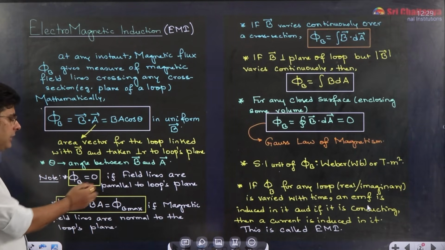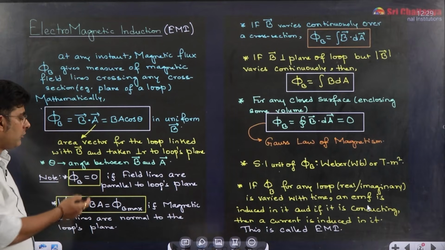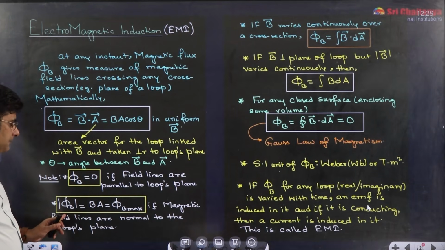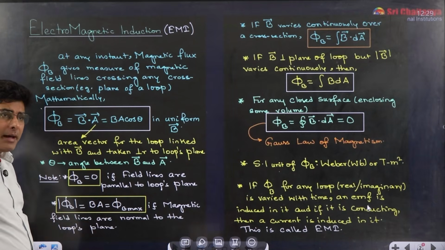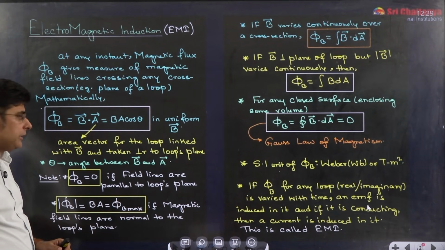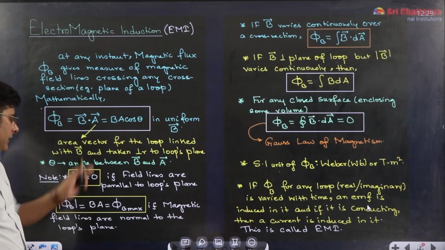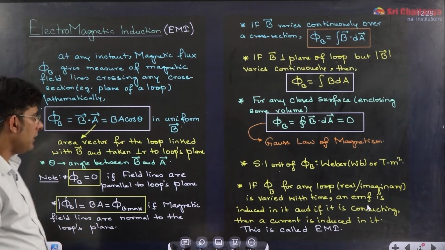If the field lines are parallel to a loop's plane, or no field lines are going through the loop, we say the flux is 0. Now the magnetic flux is maximum when the maximum number of field lines are crossing, that means the field lines should be perpendicular to the plane of the loop, or parallel to the area vector, meaning theta is equal to 0 degrees. So maximum flux is B into A.